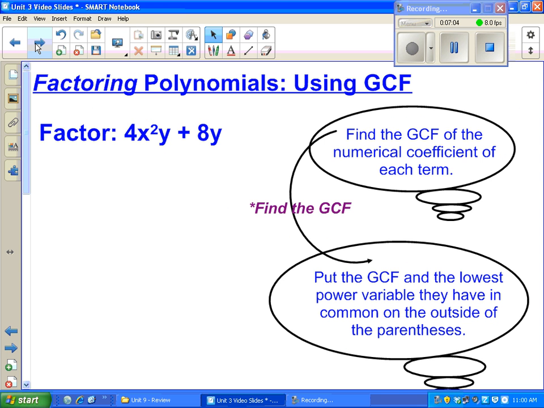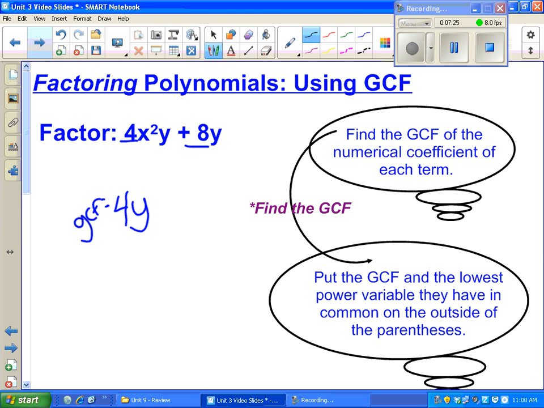We also did factoring polynomials using the greatest common factor. So we were just finding the GCF before, and that's what you do to start. So what's the GCF between 4 and 8? Well, that's 4. And then what we do is we look at the variables. So let's see, they don't have any x's in common, but they have a y in common. So the GCF is y.